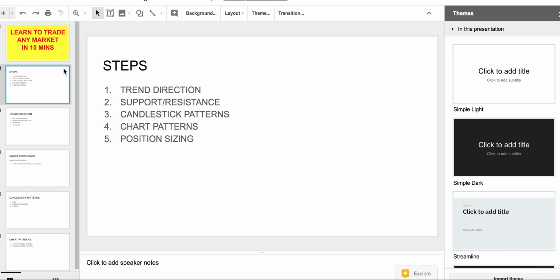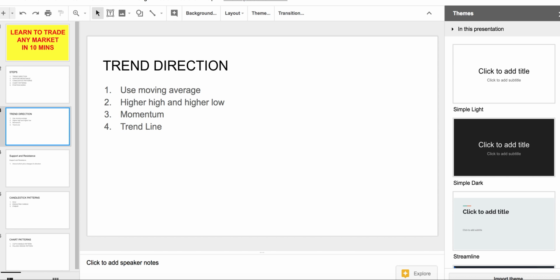Few things that we'll be covering here. Number one is trend direction. Number two is how to determine the support and resistance, the candlestick patterns, the chart patterns, and of course the position sizing. So in terms of trend direction, we want to take a look at the moving averages.